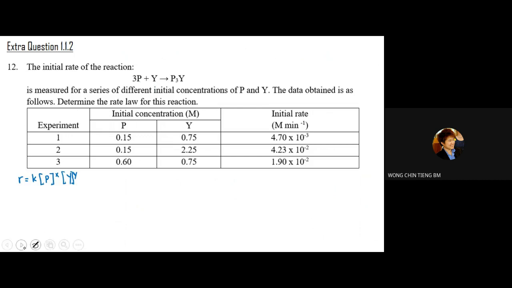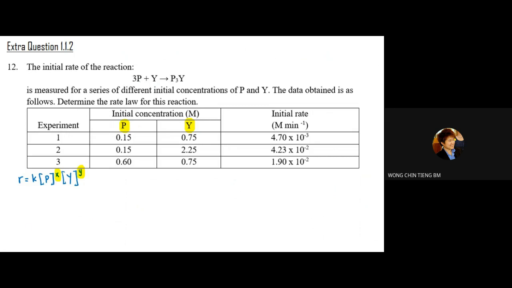Okay? So, I write it nicely lah. R equals to K concentration of P to the power X, Y to the power Y. Letak je apa-apa unknown tu. Okay? Dan yang kita nak cari sayang is this one. Yang kita nak cari adalah this one. Okay? How do we find it? Tengok pada concentration P and concentration Y yang soalan bagi.